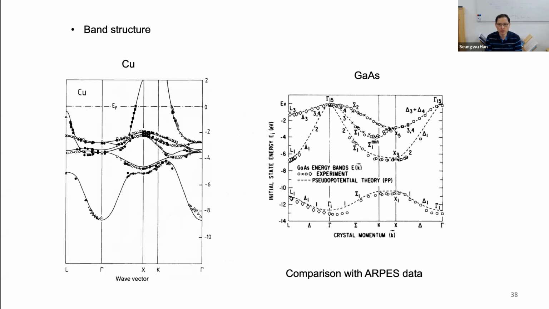And also the band structure. With density functional theory, one thing that is clearly different from classical molecular dynamics is that it gives you the energy spectrum of the electron, which is the band structure. And this is gallium arsenide, and these are the data obtained from the ARPES measurement, which is compared with the computation, which works quite well, right? So it gives you a very reliable electron structure.